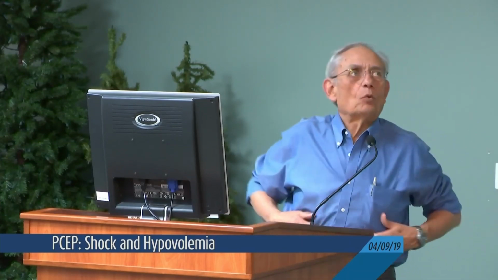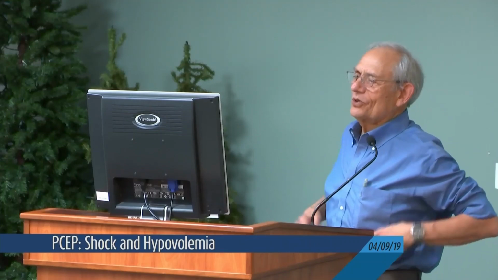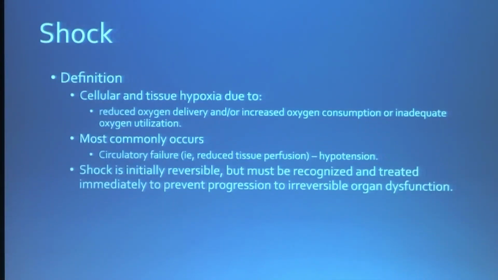All right, shock. Well, some definitions here. Cellular and tissue hypoxia due to either reduced oxygen delivery or increased oxygen consumption or inadequate oxygen utilization by the tissue. So in the latter, what is the latter? Well, the latter would be something like cyanide poisoning, where the actual problem is that the cells cannot utilize the oxygen. Most commonly occurs in our setting with circulatory failure and therefore reduced tissue perfusion, in other words, hypotension. But hypotension is not the definition of shock, it's one of the components of shock. Shock is initially reversible but has to be recognized early to prevent progression.